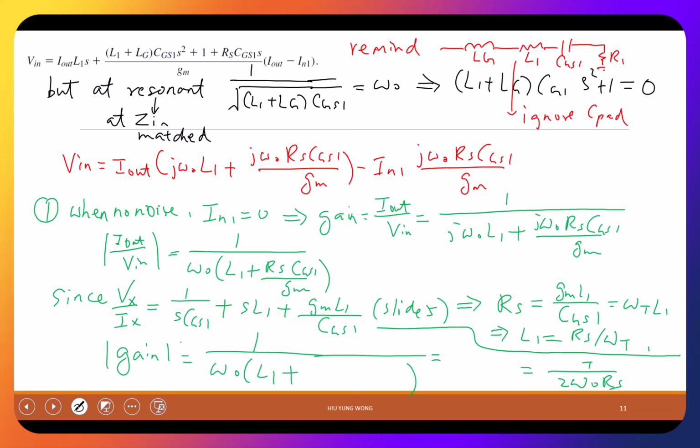So the denominator becomes Rs divided by omega t plus Rs divided by omega t, because GM over CGS1 is omega t. And you add them together, then you will get omega t divided by 2 Rs omega 0, which is the same as what I gave you earlier. And that's the reason I got confused. I wrote this cheat sheet a long time ago, so sorry for that, but I hope this makes it a positive experience when you see how I make the mistake, or from a different direction you get the same thing. The goal is to eliminate L1. Any questions?